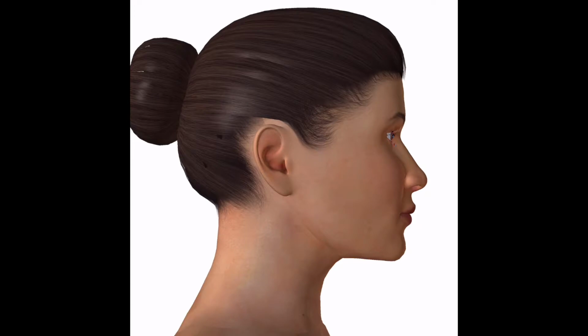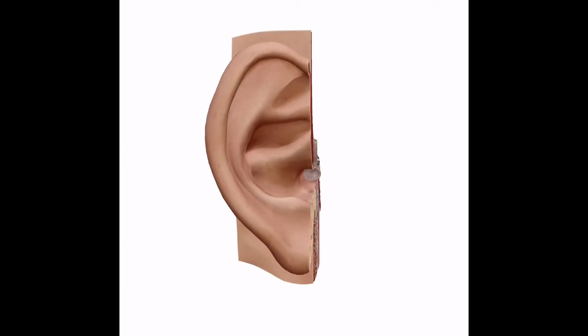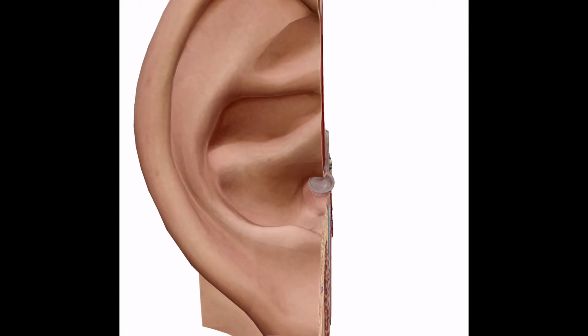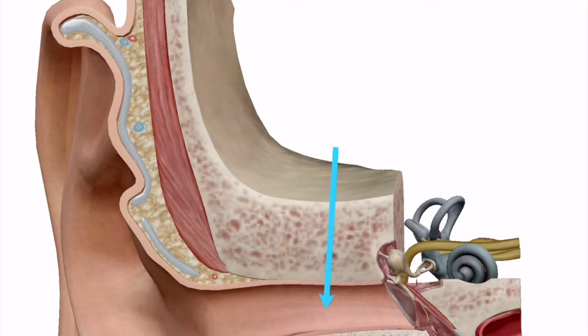The first part of the external ear is the auricle, and this is composed of the helix, the antihelix, the tragus, the antitragus, the concha here and here, which are just the depressions in the auricle, and the lobule. The next part of the external ear is the external acoustic meatus, shown here.